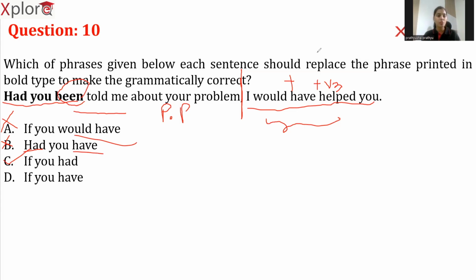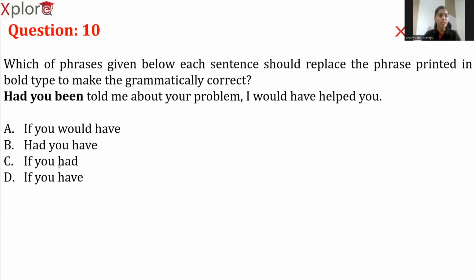If you had told me: had plus told, which is in V3 form, right? Had plus V3 is the past perfect tense. If you had told me about your problem, I would have helped you. Whenever you use would have plus V3 in the main clause, you have to remember that according to the conditional case, this is a rule, we need to use the past perfect tense. So option C is the right answer here.